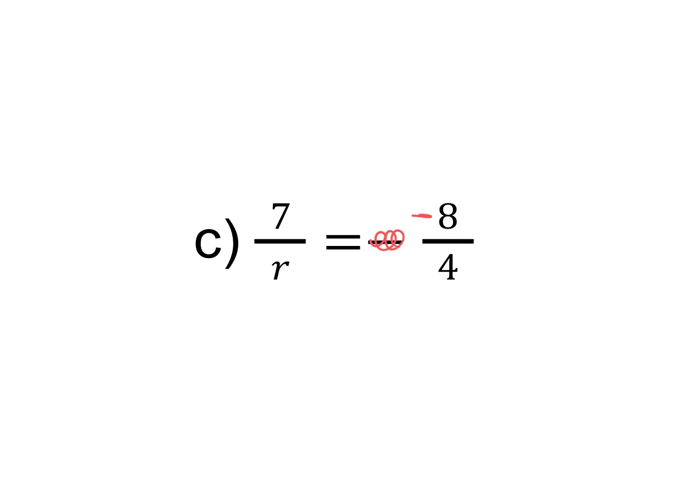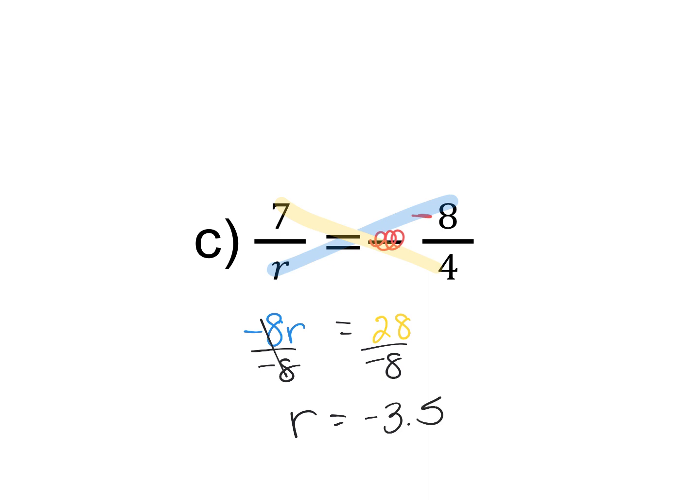Okay, now I'm ready to cross multiply. So negative 8 times r would be negative 8r. 4 times 7 would give you 28. Then let's go ahead and divide by negative 8. Look at me giving you all these decimal problems. How nice of me. So now you're going to do 28 divided by negative 8. And those cancel, so r equals negative 3.5.